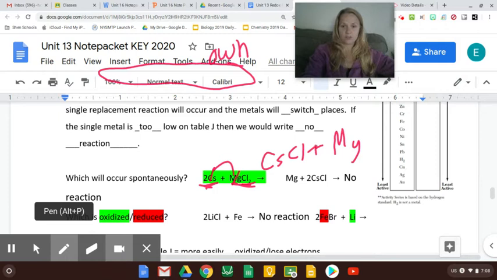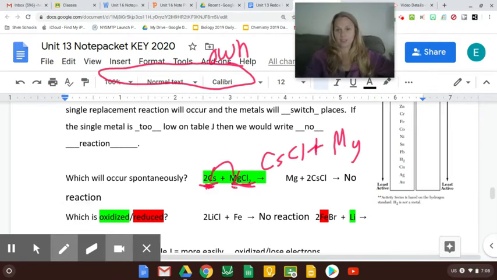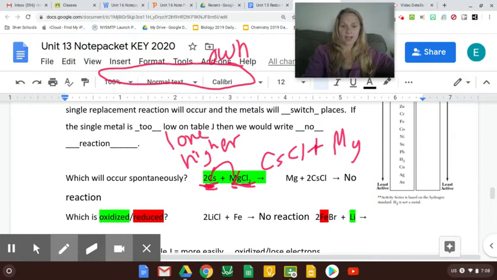Okay, so when you're looking at a single replacement reaction, the lone one that's going to do the kicking out must be stronger to actually kick that guy out of the couple. So the reaction will only happen naturally, spontaneously on its own if the lone one is higher than the couple one. If it is, you'll go, okay, yep, that'll happen spontaneously. If it's not, you'd say no reaction. It will not happen on its own.